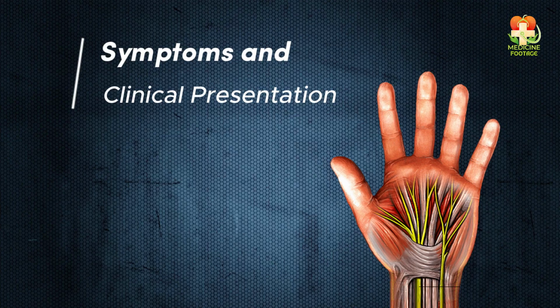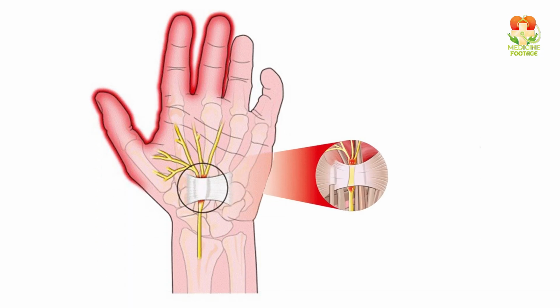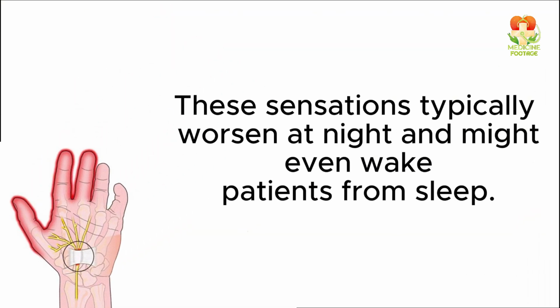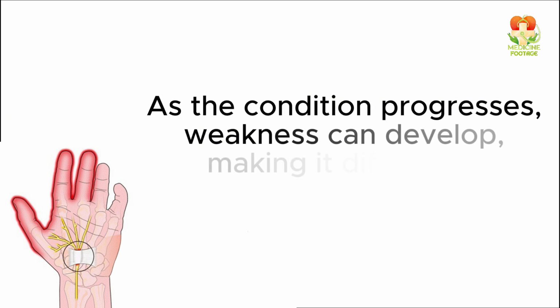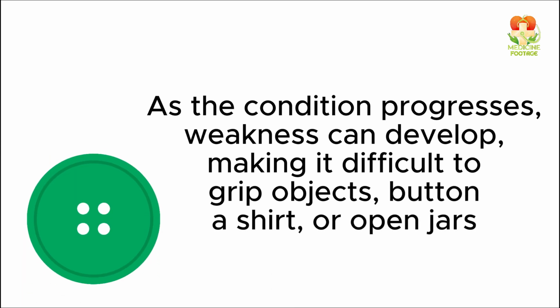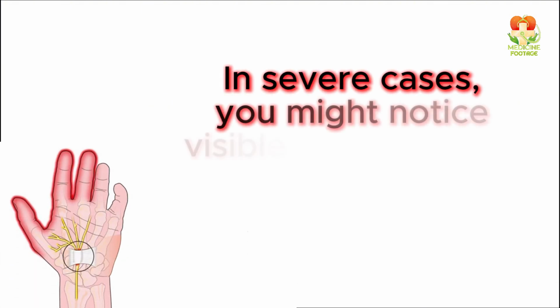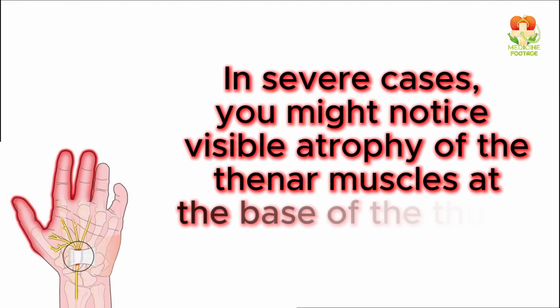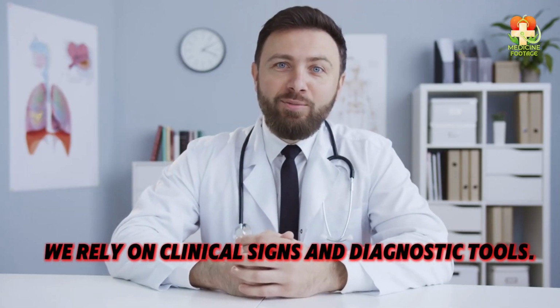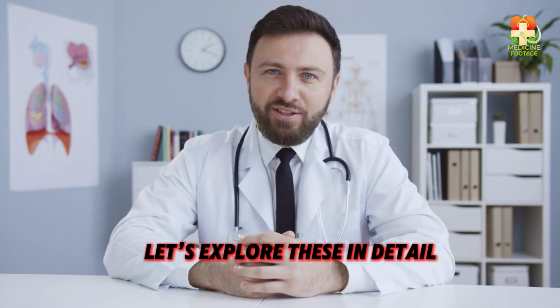Symptoms and clinical presentation. Patients with carpal tunnel syndrome often describe their symptoms as tingling or numbness in the thumb, index, and middle fingers. These sensations typically worsen at night and might even wake patients from sleep. As the condition progresses, weakness can develop, making it difficult to grip objects, button a shirt, or open jars. In severe cases, you might notice visible atrophy of the thenar muscles at the base of the thumb. To identify carpal tunnel syndrome accurately, we rely on clinical signs and diagnostic tools. Let's explore these in detail.